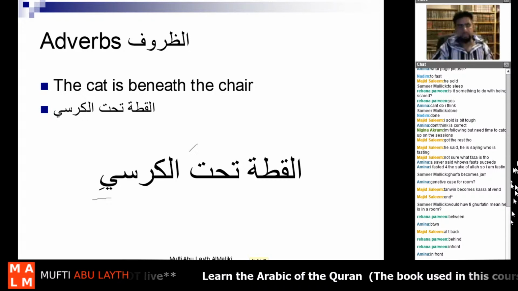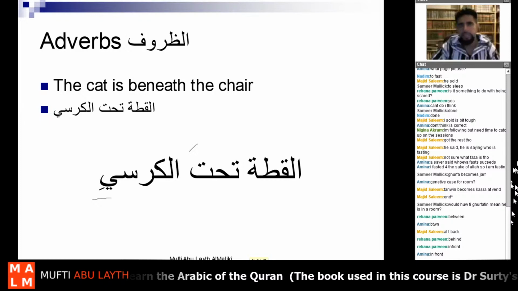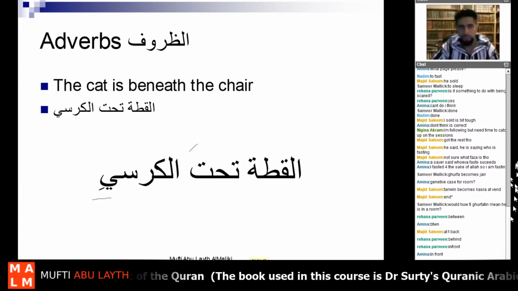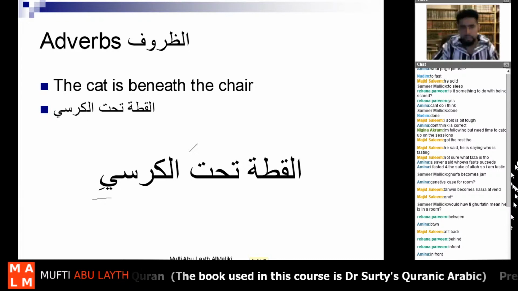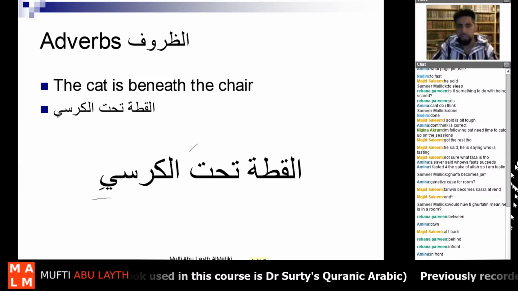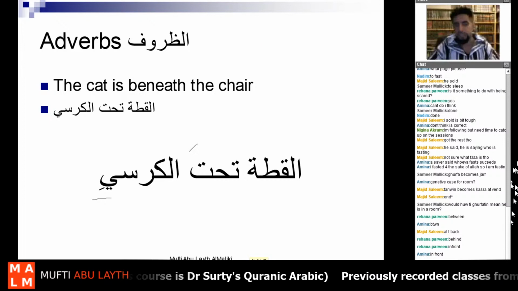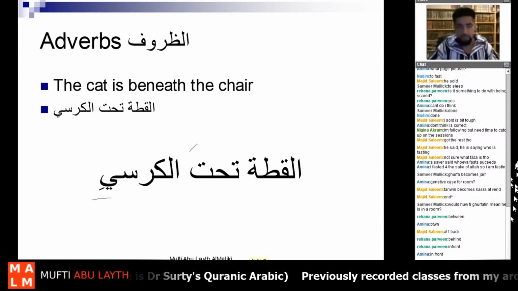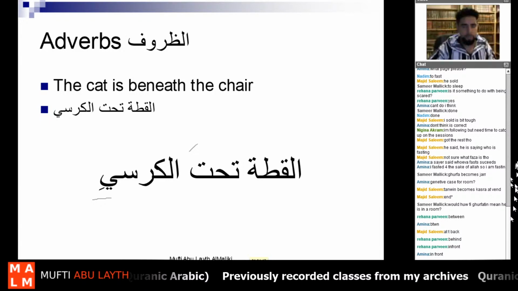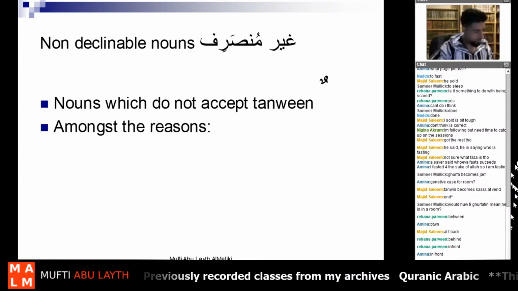So just to recap adverbs once again, these are things which give meaning to, modify a verb in terms of its space or time, and they also have the same type of function in Arabic as a preposition. So the word that comes after them, they give it a kasra, they place it in the genitive case. Okay. All right. Now, moving on from there, we're going to move on to غير منصرف.